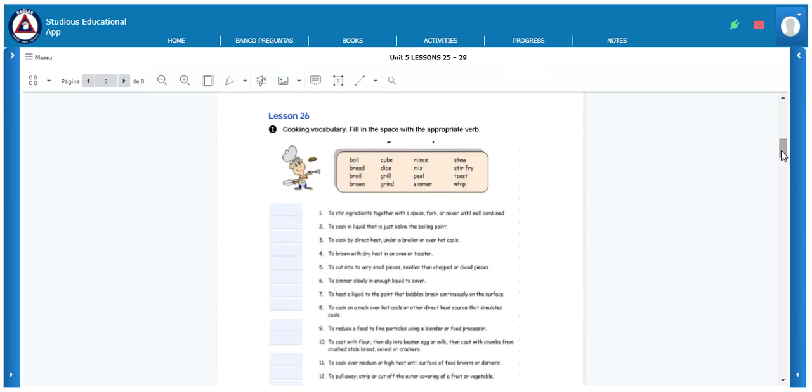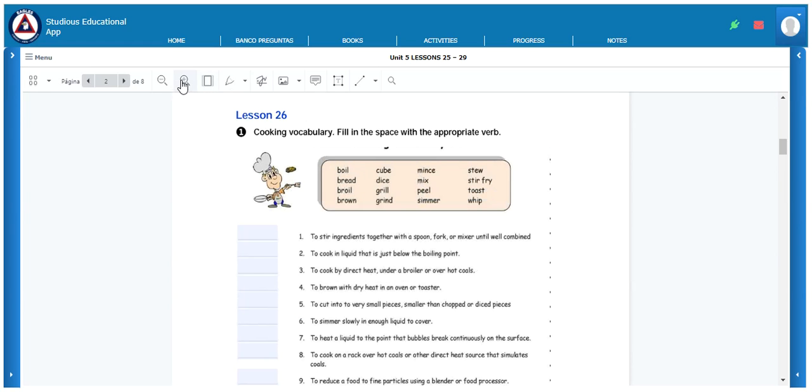Number 1 says cooking vocabulary. Fill in the space with the appropriate verbs. Okay, you have the verbs on the top, and you have to match them with the appropriate instructions. So for example, the first one says, let me try to make this bigger for you. Perfect. The first one says to stir ingredients together with a spoon, fork, or a mixer until it's combined.